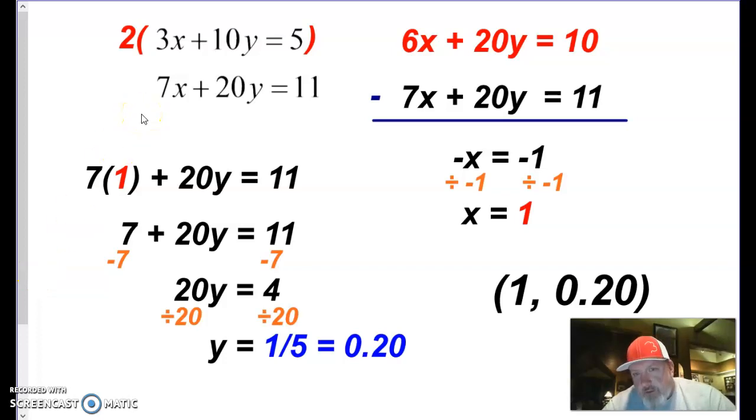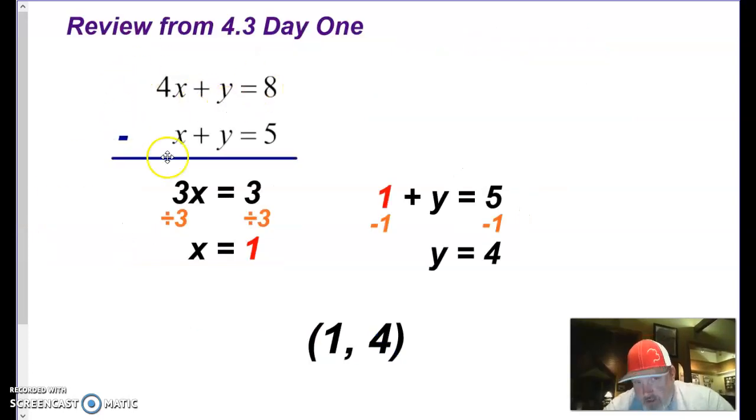So this is what you'll be doing today. You're going to have to multiply one of the equations to get the x or y to cancel out. Now with that said, you won't have to do it for every single problem. There are a couple that are just like day 1.